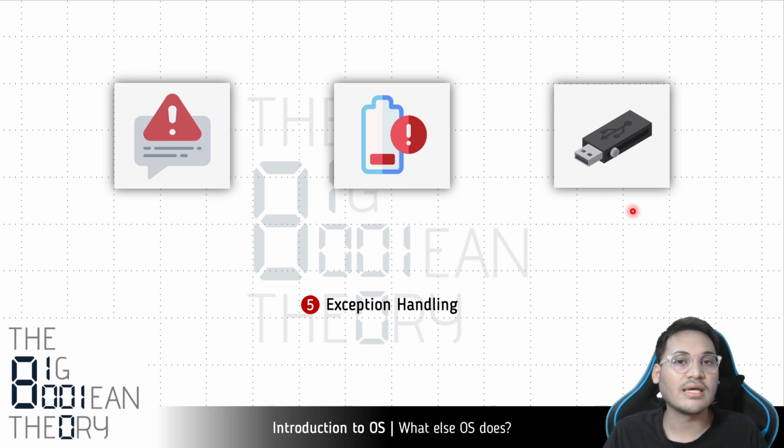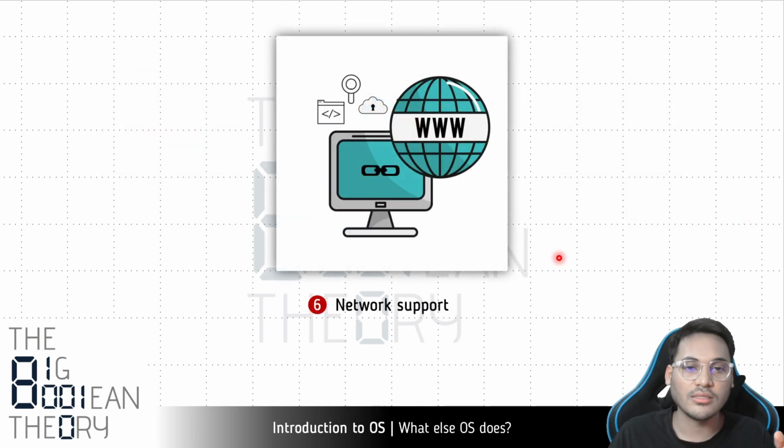So these are some of the examples of unexpected events that could occur, and whenever such an exception happens, the operating system takes preventive action, deals with them in a special way to ensure smooth computer operation. So the final feature that we are going to talk about that the operating system implements is networking support.